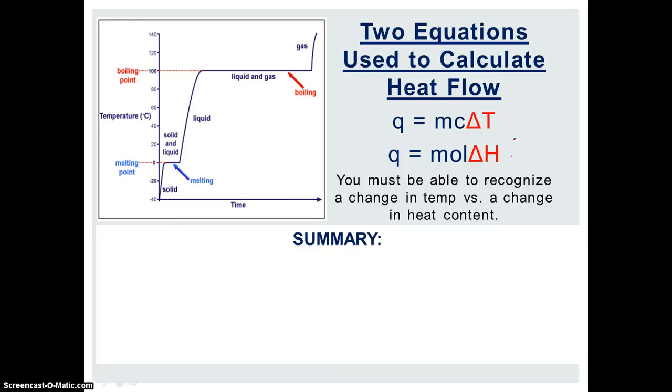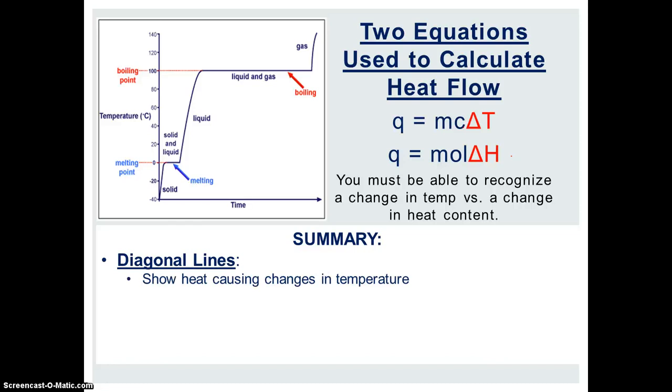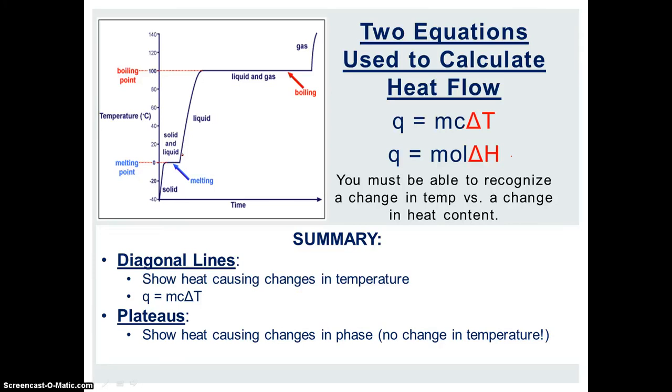So let's summarize by looking at the graph. If you look at the diagonal lines, the fact that there's a slope shows you that there's a change in temperature. Here you would use the equation Q equals mc delta T. The plateaus, the fact that they're flat, shows you that there is no change in temperature. Then you would use the equation Q equals moles times delta H.